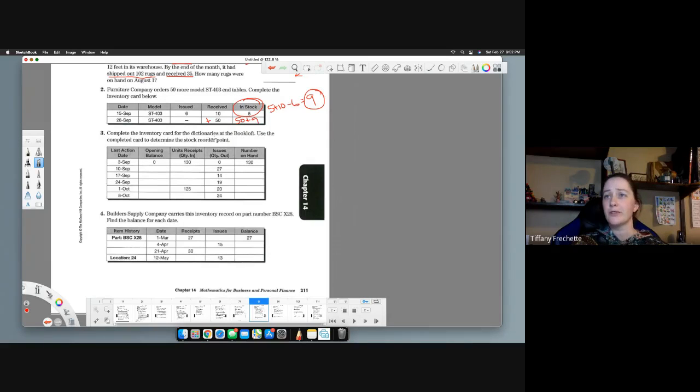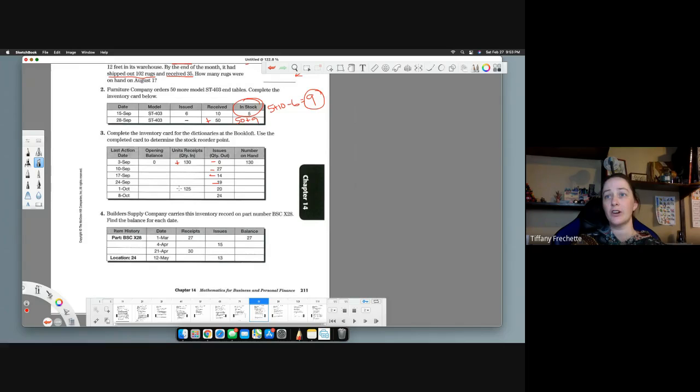Complete the inventory card for the dictionaries at the Book Loft. Use the completed card to determine the stock reorder point. With this one, it's showing that we had a 0 balance, so there wasn't anything here. We received 130 more, and we didn't issue anything. So we have 130 right now on the 3rd. And then going down, we issued on the 10th 27 more. So we subtract that from the 130, and we'll get a new on hand. Same thing with the 14th, we'll get a new on hand. And then 19 more on the 24th.